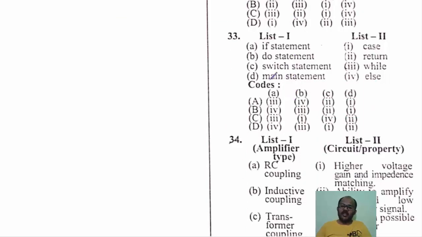33rd question is based on C programming. If is mapped to else. So these things are conditional statements. Do, it is while. Do while. Switch, case, main, return. So the option that is going to follow is option D.